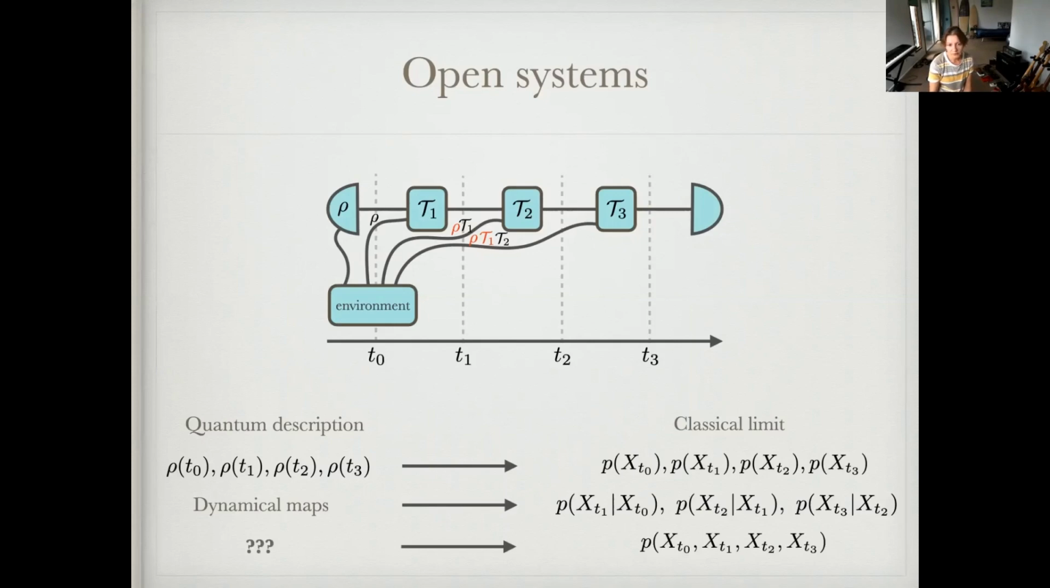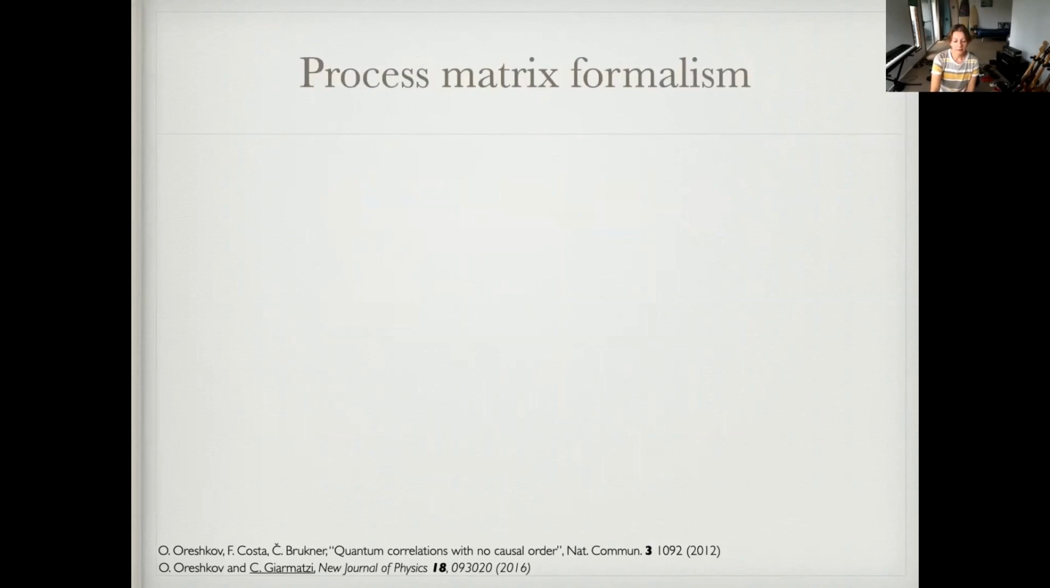However, ideally, we want a quantum description that would give us the full description, which in the classical limit would be the stochastic process. So we would have the joint probability of all the random variables at all the different time steps. Right, and now I will present this process matrix formalism that will give this information.